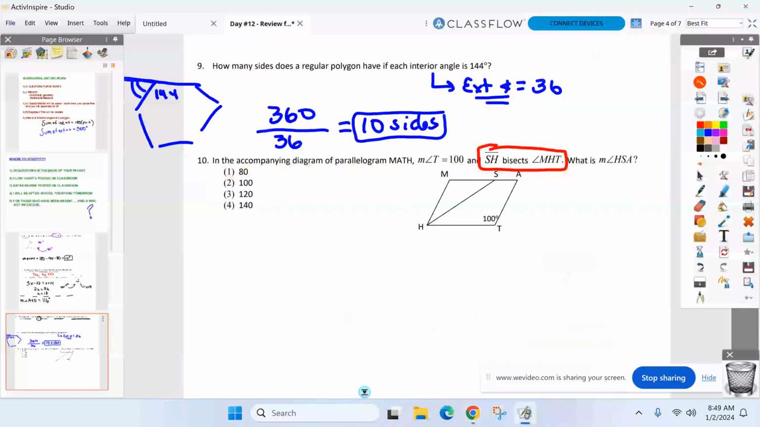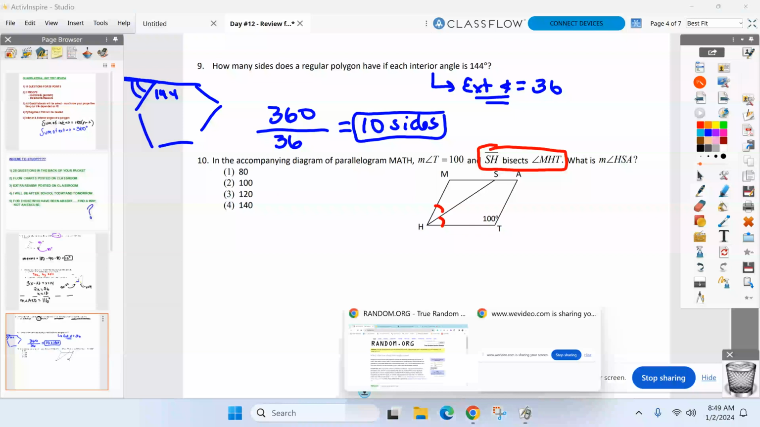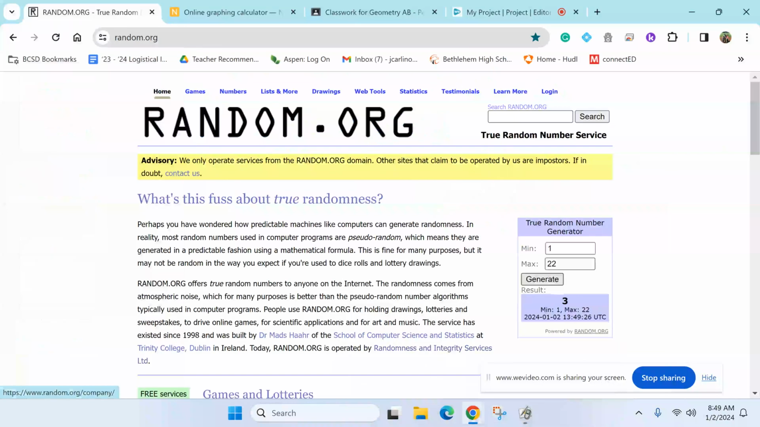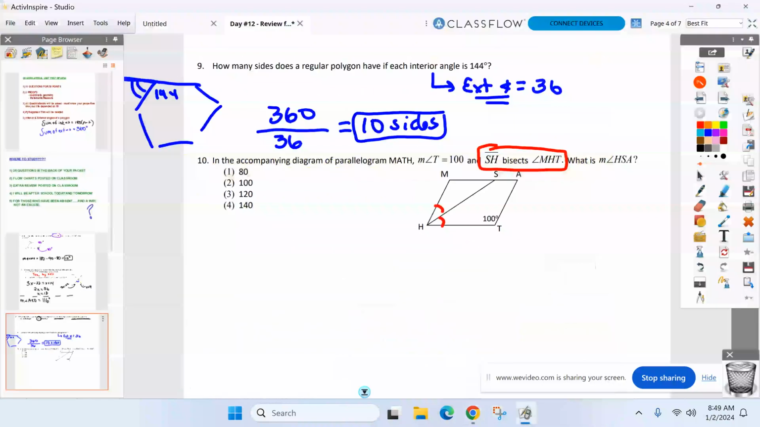Micaiah, name them. MHS and THS. Good job. So everyone has these two marked congruent. All right, now let's go parallelogram properties. What is angle H? Angle H, MHT. All of angle H is how big? Use your properties. Stellan, what's angle H? How many degrees?